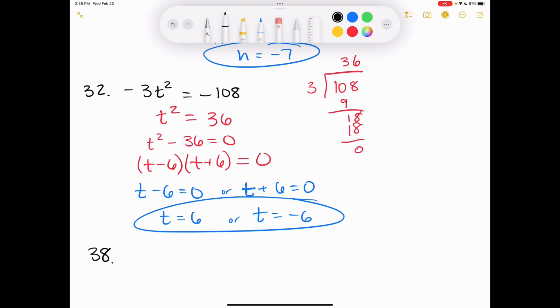38. Negative 20s minus 3 equals 25s squared plus 1. Okay, so this one's going to require you to move some stuff around. If you don't get something that is going to give you a special type, something is wrong. So the hint is move everything to the right. So add 20s. You're doing this one on your own.